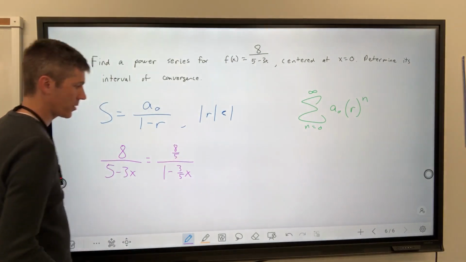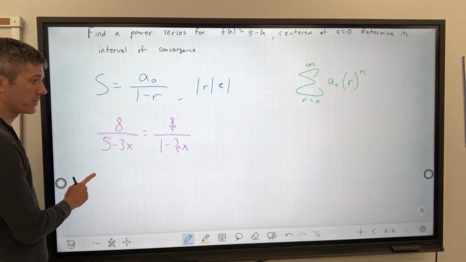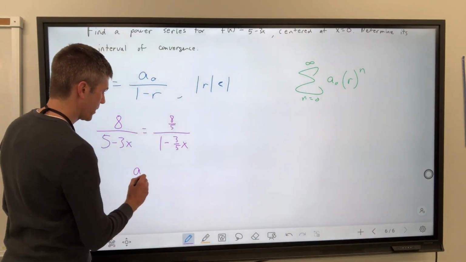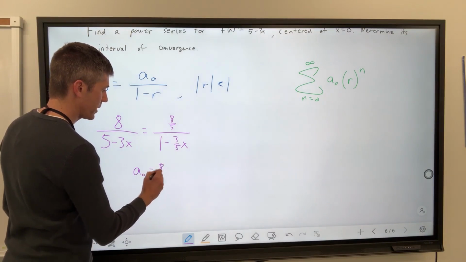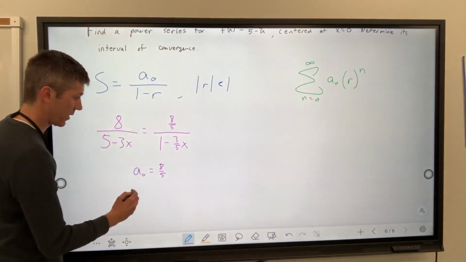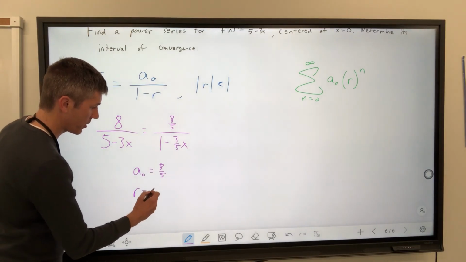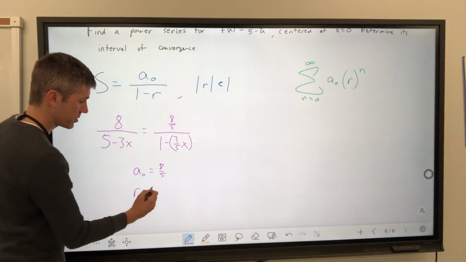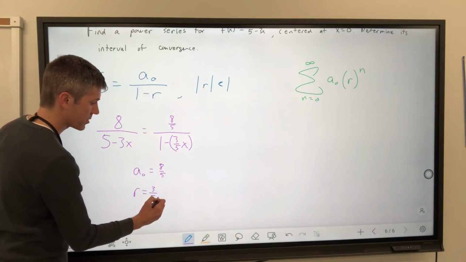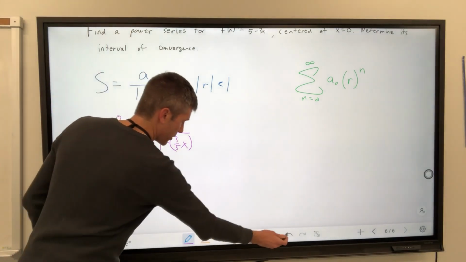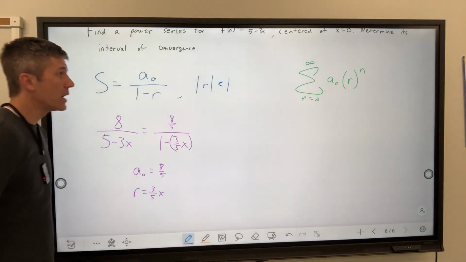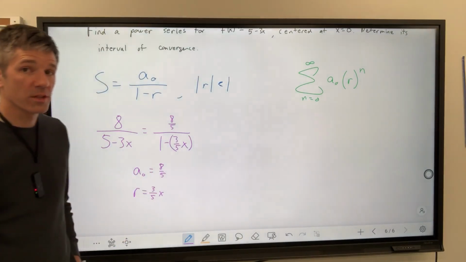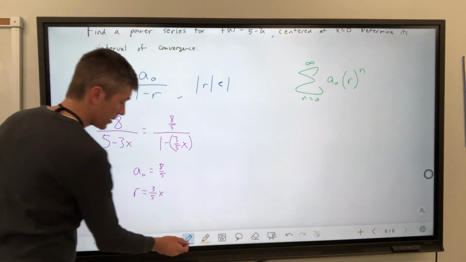8/5 is my numerator. Therefore, my 0th term is 8/5. We can identify that. My ratio, the common ratio, is positive 3/5. Notice the subtraction built into the formula: 3/5 x. There we go. And so now we have enough to start writing our answer. We don't have the interval of convergence yet, but we're going to get there very soon.